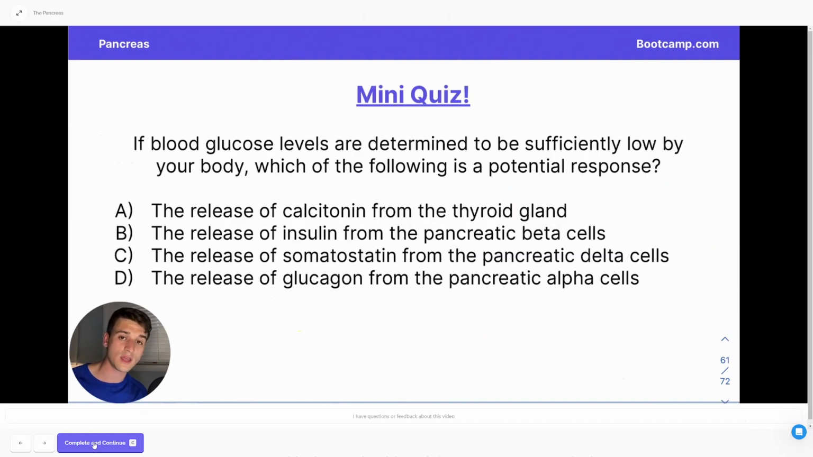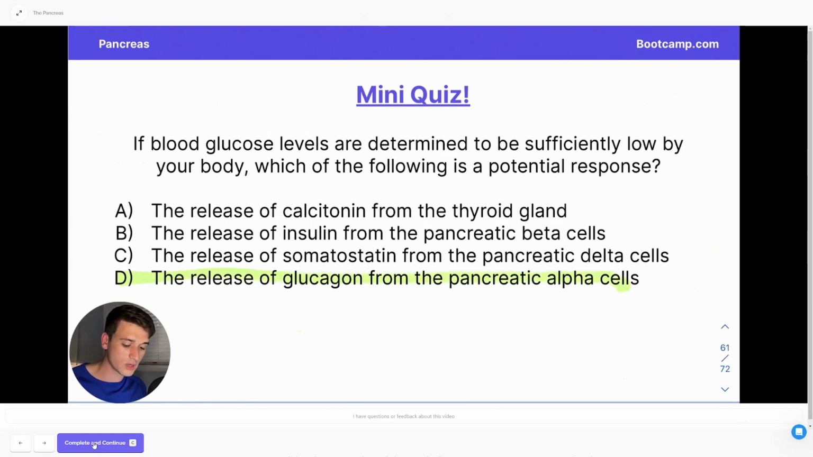All right, so let's go ahead and do a mini quiz and see what you've learned. If blood glucose levels are determined to be sufficiently low by your body, which of the following is a potential response? Go ahead and pause the video now, take a moment, and answer this question. All right, welcome back. The correct answer in this case is D, the release of glucagon from pancreatic alpha cells.